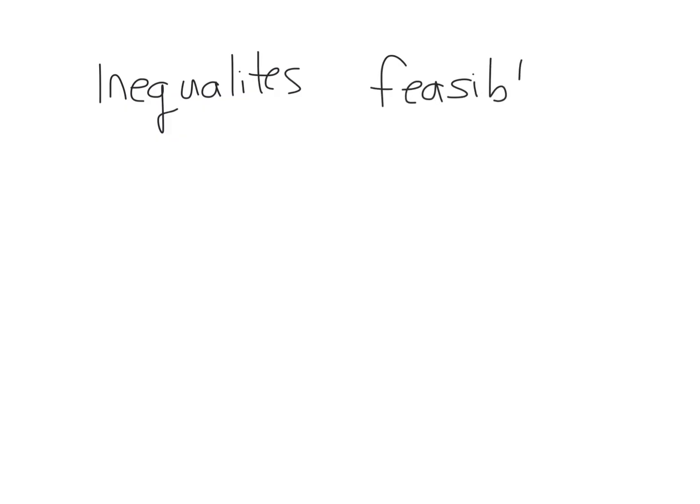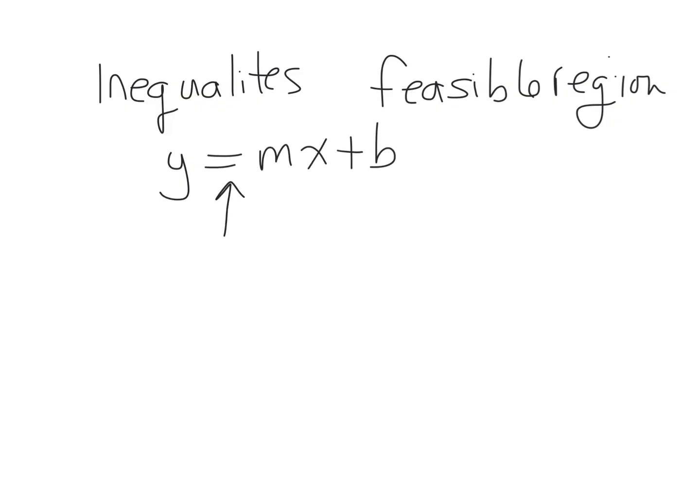For this next question, we're going to explore inequalities and feasible region. So let's see what we mean by this. Whenever we have an equation, y equals mx plus b, for example, we have an equal sign. That just means that whatever is on the left side of the equality, the y, must be equal to what's on the right side of the equality, mx plus b. When we have inequalities, it means they may or may not be equal.